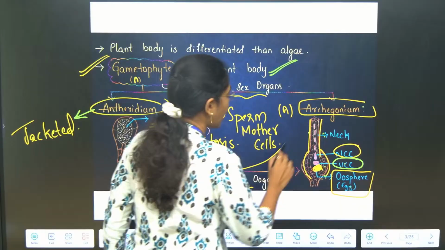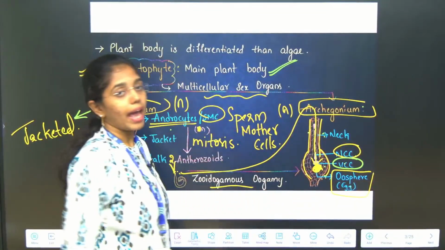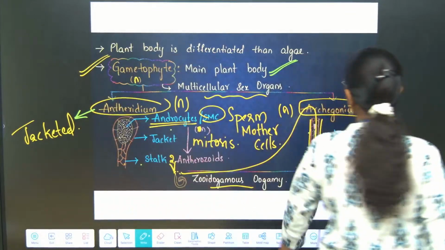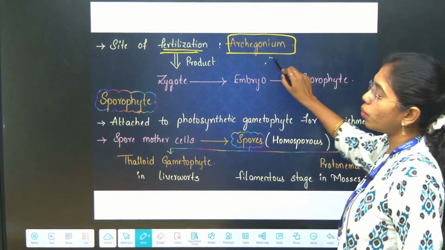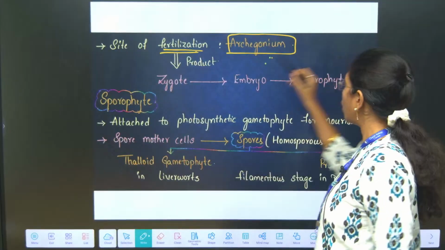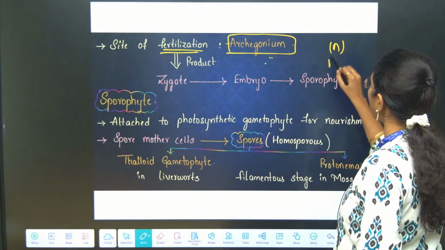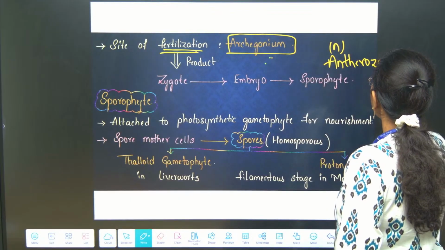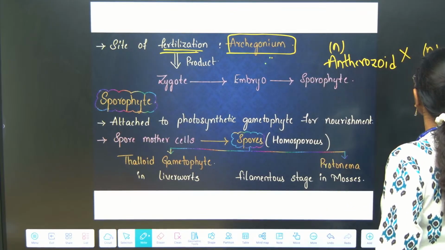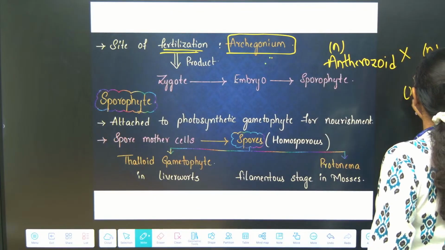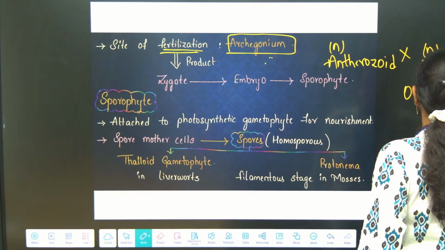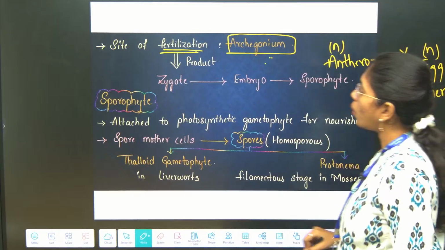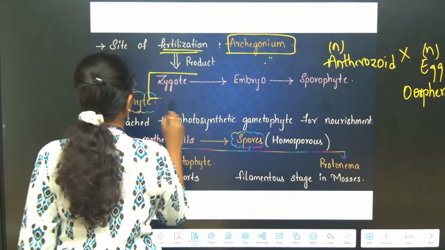This biflagellated antherozoid travels all across the neck and reaches the egg or oosphere. So, the site of fertilization is what? Archegonium. After the haploid antherozoid fertilizes with the haploid egg or oosphere, what will you get? A diploid zygote.